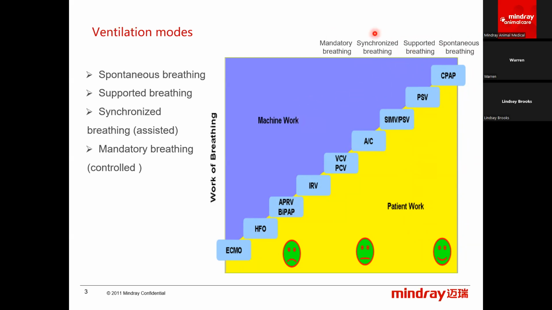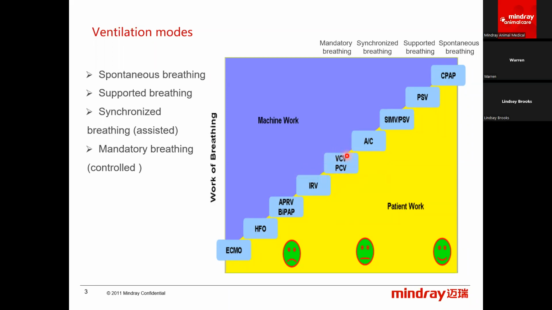We have synchronized breathing, which can also be called assisted. At that point, the patient and the machine do maybe similar amounts of work. And then we get into the mandatory level right there. So we went from happy to not so happy here. The lowest that we go generally in veterinary medicine, for general referral practices and specialty hospitals, is going to be right here, this line.